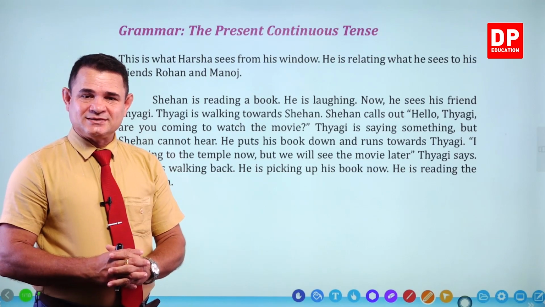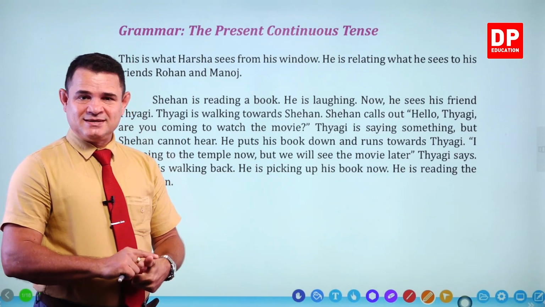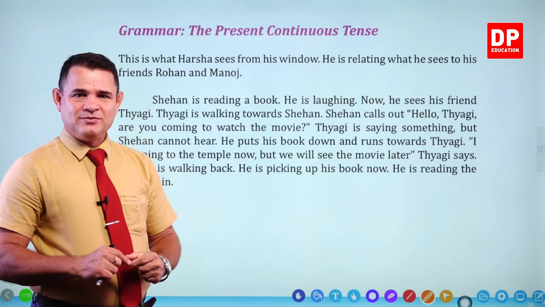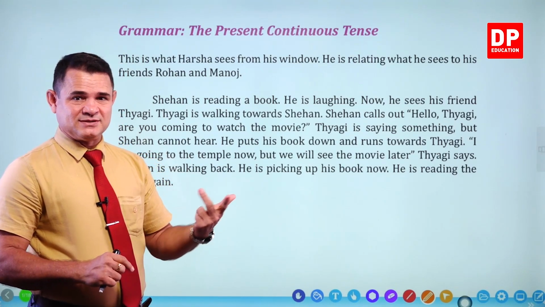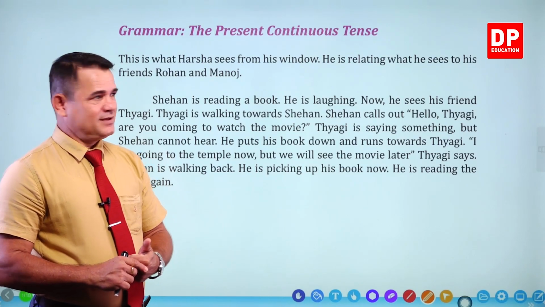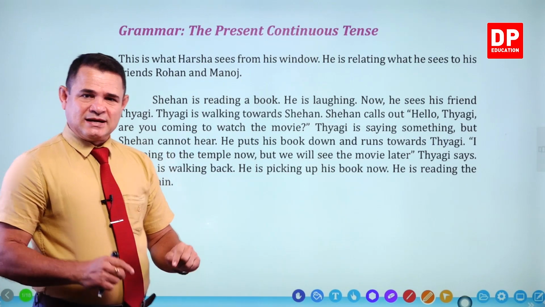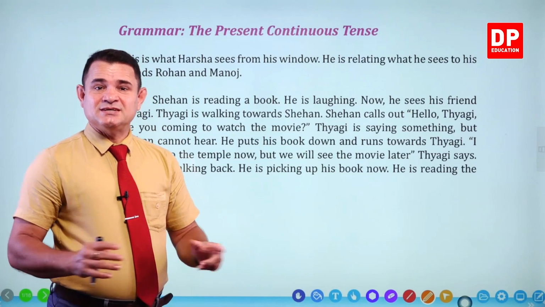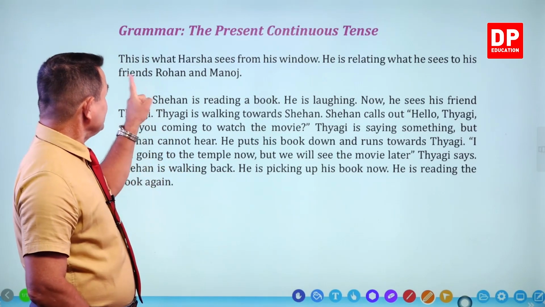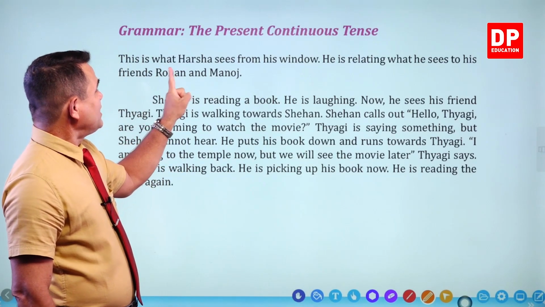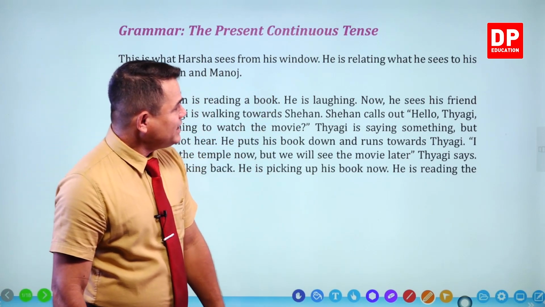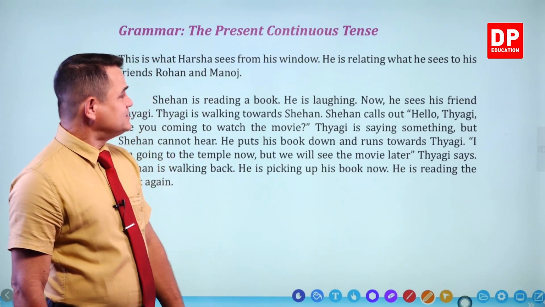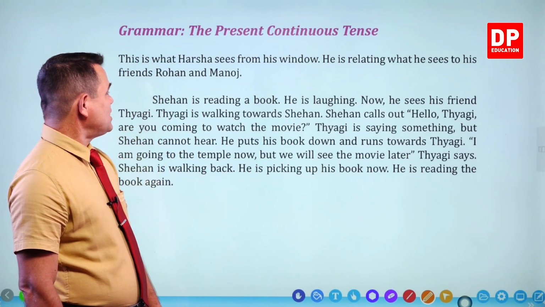Present continuous tense. Earlier we learned simple present tense, and now present continuous. Now let's see what this present continuous is. This is what Harsha sees from his window. He is relating what he sees to his friends Rohan and Manoj.